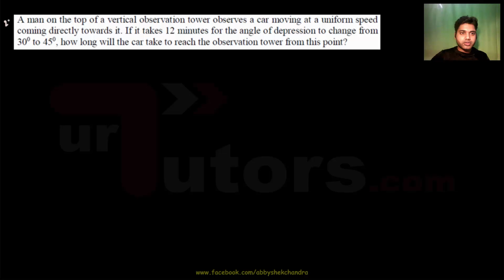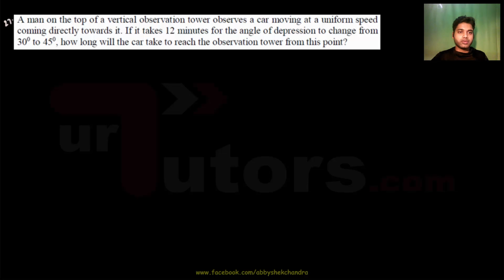Question 27. This is the first option for question 27. There's a man on top of a vertical observation tower. He observes a car moving at a uniform speed coming directly towards it. If it takes 12 minutes for the angle of depression to change from 30 degrees to 45 degrees, how long will the car take to reach the observation tower from this point?